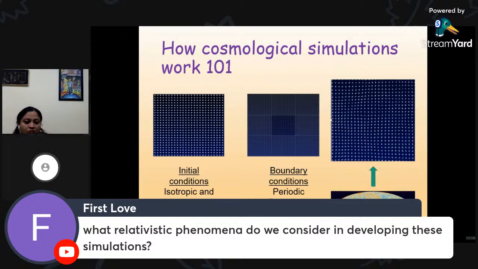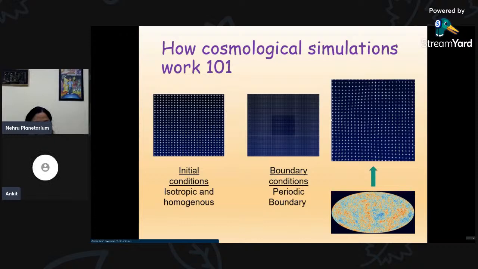Most of these simulations would assume a lambda CDM universe, if you know what that is. That is, your dark energy is constant and your dark matter is cold, which means it is not relativistic in speed. So this is how it goes. But as far as the gravity or the evolution is concerned, you just take the same formula as Newton prescribed, G M m by r squared, and nothing fancy.